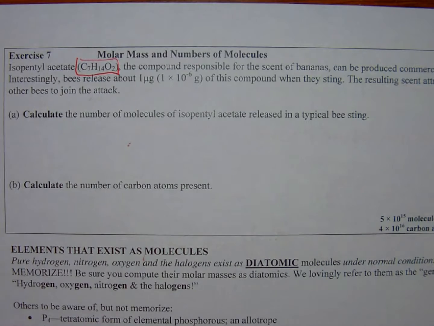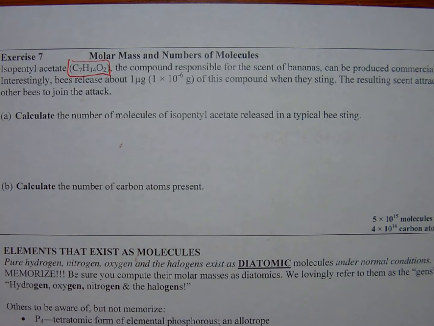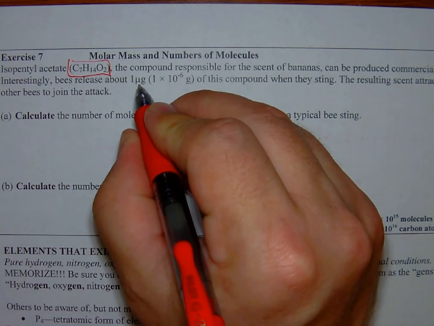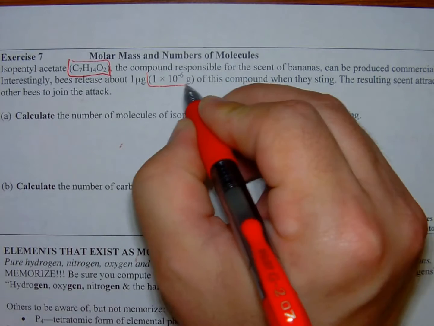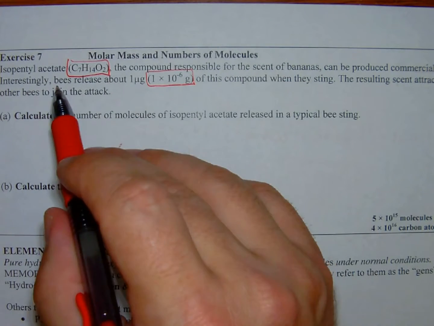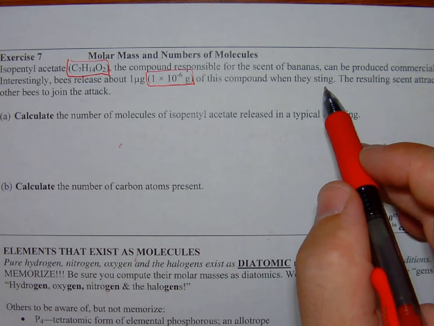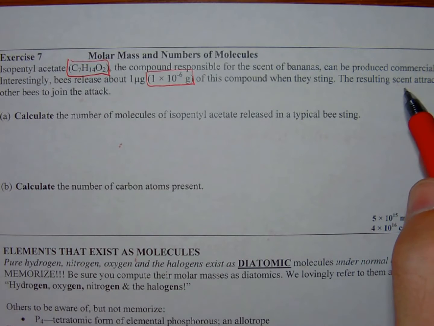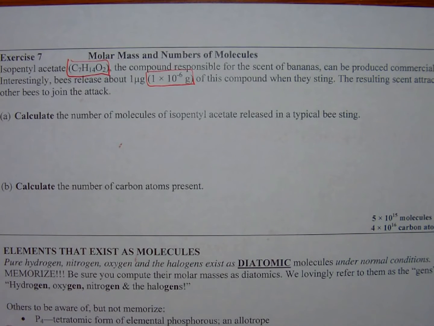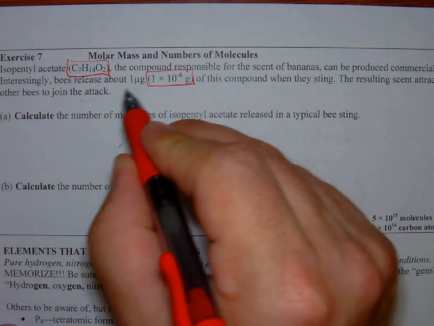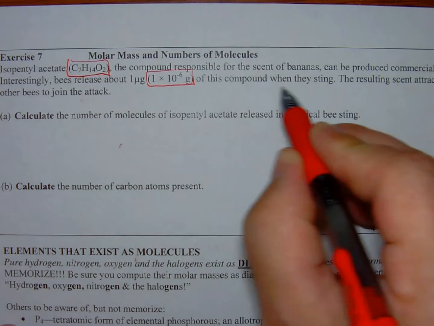Interestingly, we use the term interestingly kind of loosely here. Bees release about 1 microgram, and if you don't remember that micro is 10 to the minus 6, it gives it to you right here. Bees release about 1 times 10 to the minus 6 grams of this compound when they sting. The resulting scent attracts other bees to join the attack. You may know that. You may not know that. You don't have to know. It's not important at all. They tell you bees release this mass of the compound when they sting.